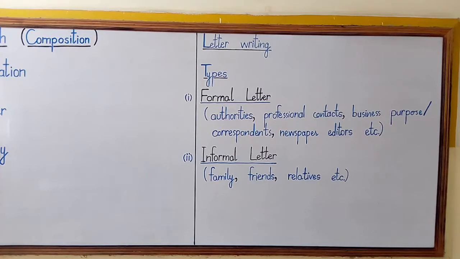A letter which is written to authorities, professional contacts, business purpose or correspondence, or newspaper editors is called a formal letter. And obviously, we take care of the wordings we use in that formal letter along with its format. It has a specified set format which I will tell you. The second is informal letter. A letter which is written to family members or friends or relatives is called an informal letter. It also has a set and specified format.